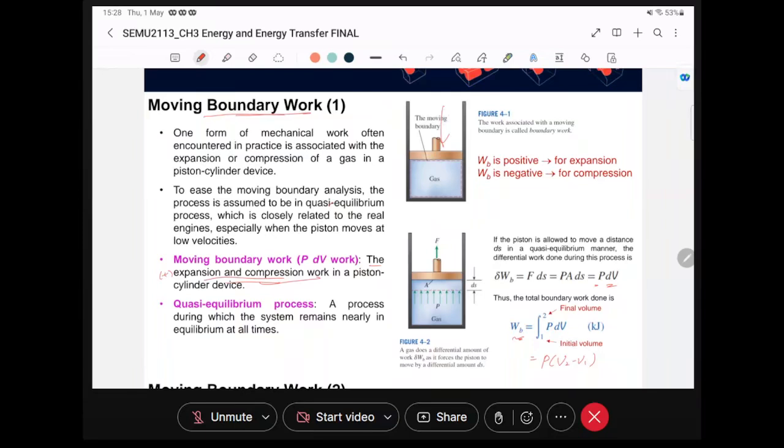And if you remember the quasi-equilibrium process, in real life this happens very fast, so it's not really quasi-equilibrium. But in our analysis, most of the time we assume it to be quasi-equilibrium, which means the pressure is uniform throughout the fluid, the temperature is uniform, the substance is uniform, everything is uniform, therefore it's a quasi-equilibrium process.